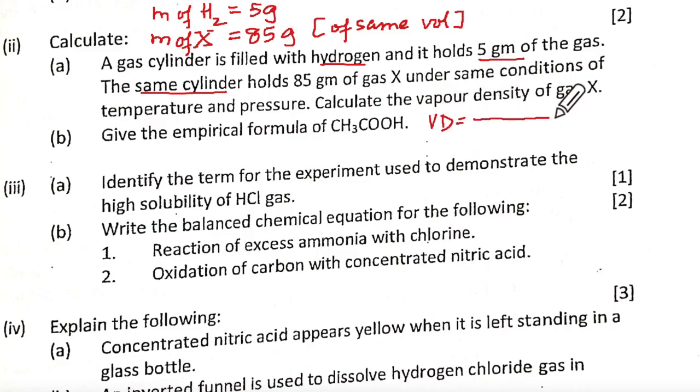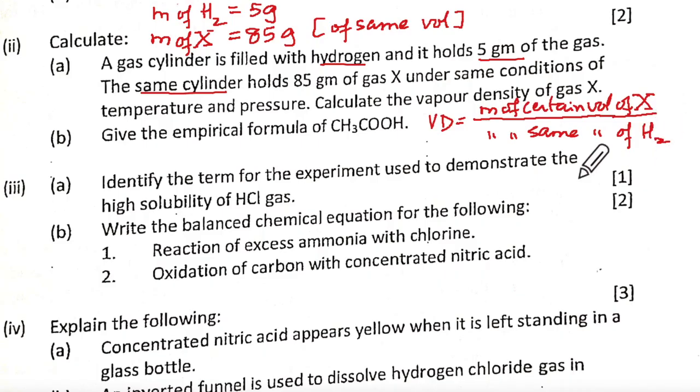Vapor density, first write the formula. Mass of certain volume of X upon mass of same volume of H2. So that will give us 85 gram upon 5 gram. So that is 17. So vapor density is 17, and they are saying that's it. They should have asked molecular weight also, no?